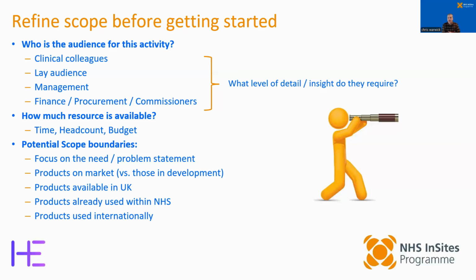And then consider scope boundaries as well. So are you focusing purely on the need that's been identified, just on that problem statement? Don't get diverted by looking at other areas. Also, are you only interested in products that are on the market, or are you also looking at those that are in development? Are you focusing exclusively on products that are available in the UK? Maybe you're only interested in products that are already used within the NHS. Or you might be looking a little bit wider. You might be interested in identifying opportunities and products that are being used more widely and internationally.